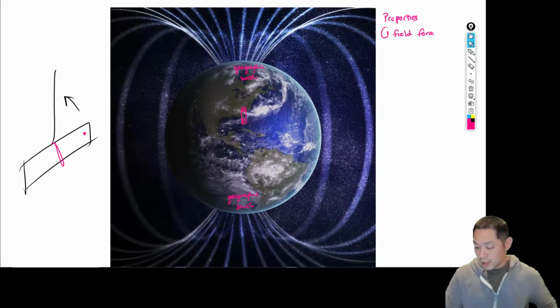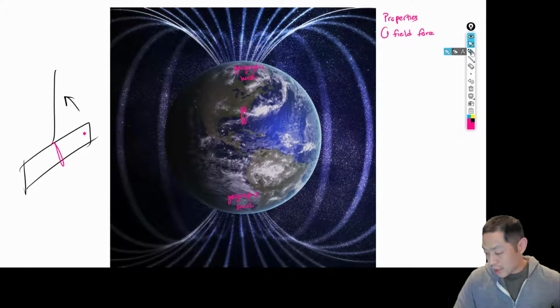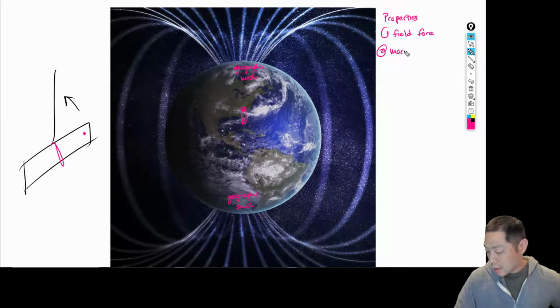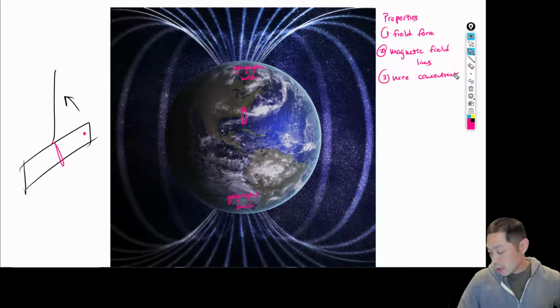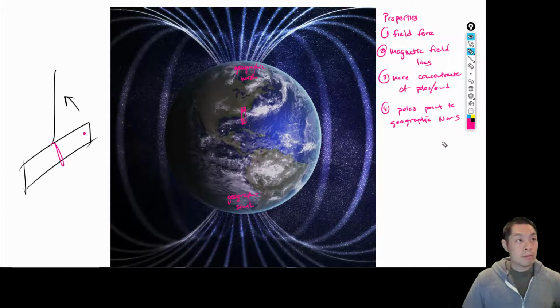Next, from the iron filings, we know that we see there are magnetic field lines. They kind of go hand in hand. We see that it's more concentrated at the poles or the ends. And what's neat is that the poles point to either the geographic north or south. That's cool.